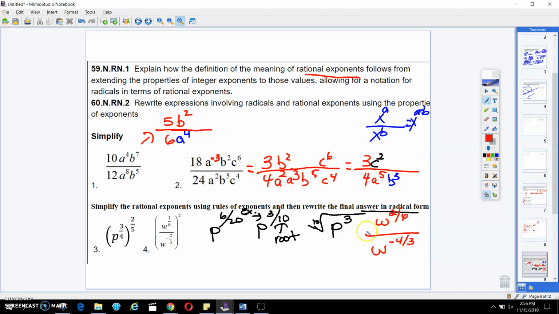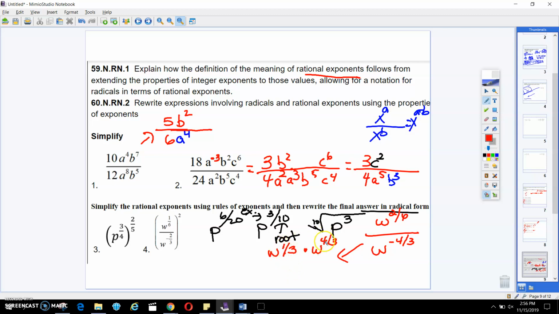So we know that 2 over 6 is going to be 1/3, right? So this is going to be w to the 1/3. And you know there's a negative right here. Well, let's go ahead and flip it to the top because again, nobody likes negative numbers, right? So that's going to be times w to the 4/3. Now this has become very, very nice. We're going to add our exponents together.